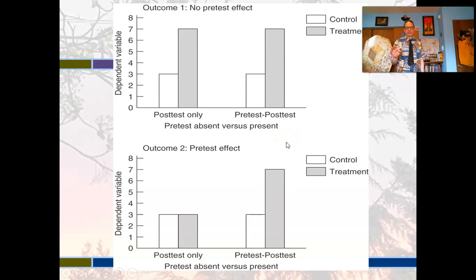If there is an effect of the pretest, you see outcome 2. If there's no effect for the pretest, you see outcome 1. If there's no effect of the pretest, then both the outcomes between control and treatment should be equal. But because there was an effect of the pretest in the second one, there's no difference between the treatment and the control in the post-test only group.